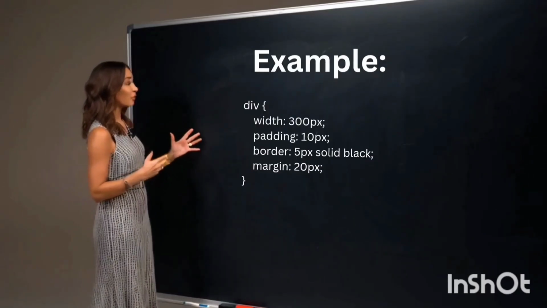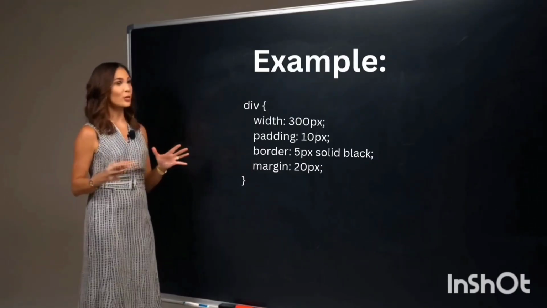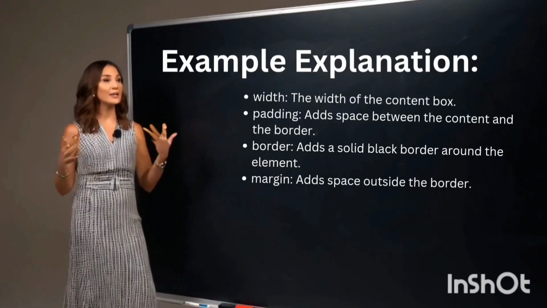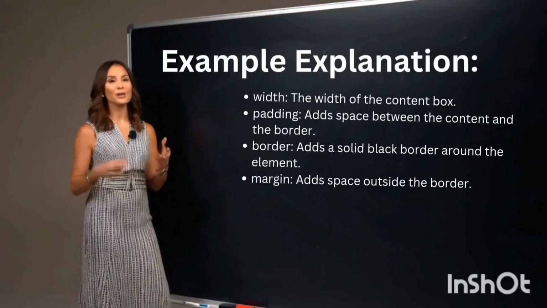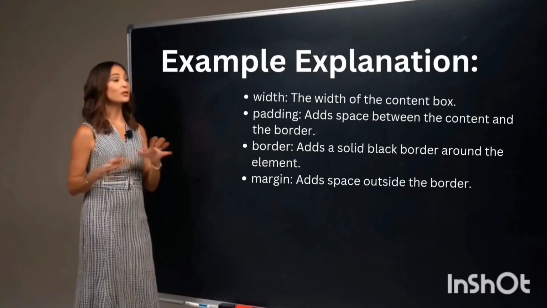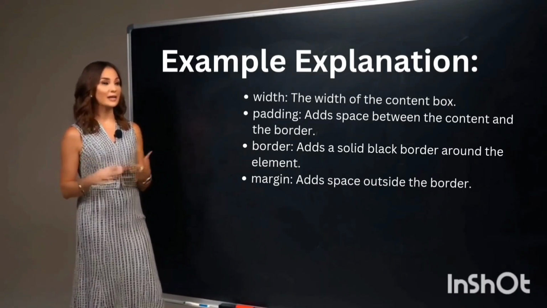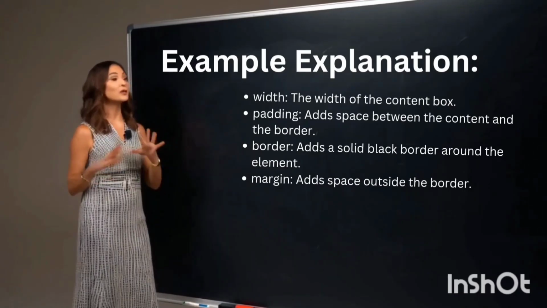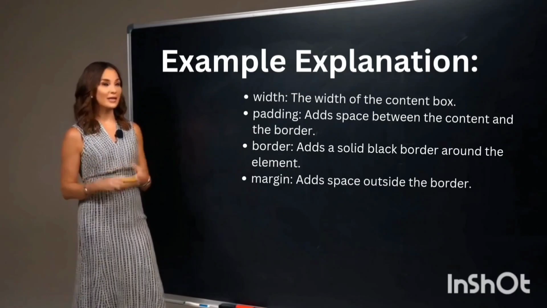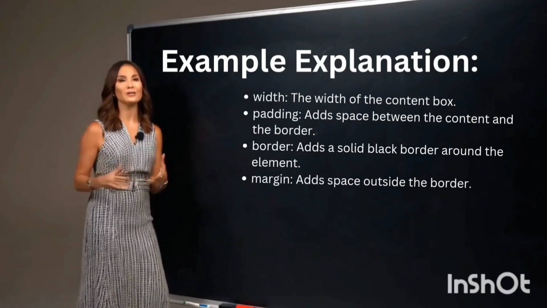Apply different styles to the div element. Explanation. Width, the width of the content box. Padding adds space between the content and the border. Border adds a solid black border around the element. Margin adds space outside the border.